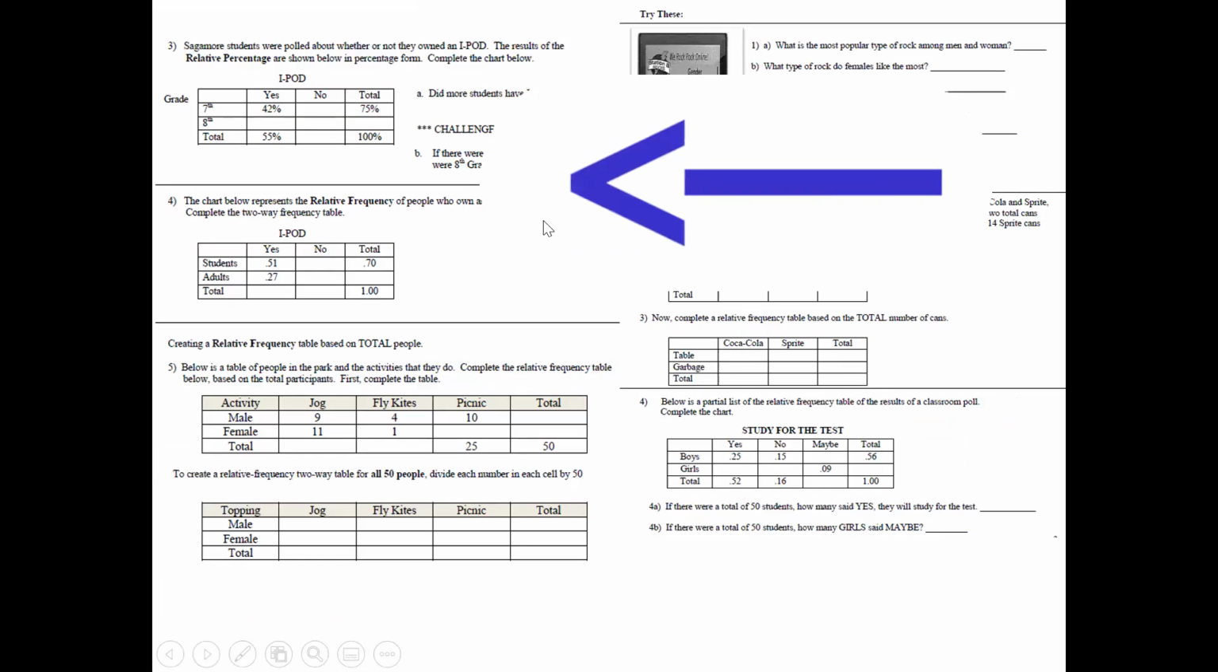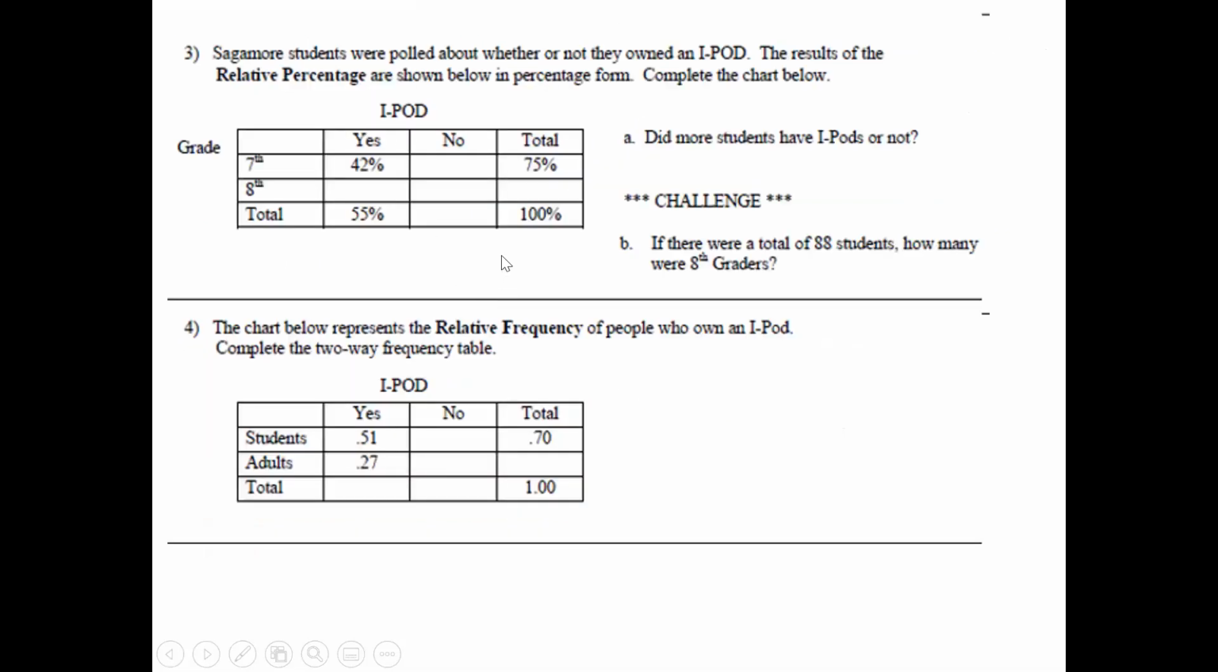All right, go ahead and flip over to the back of your paper. We're going to take a look at this part here. Now that I went ahead and gone over 2 of the questions with you guys, I want you to answer question number 3 on your own with percentages, and then question number 4 on your own. And when you're done with this, answer the question, did more students have iPods or not? And if there are 88 students, how many were 8th graders?